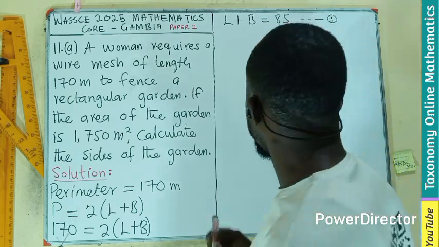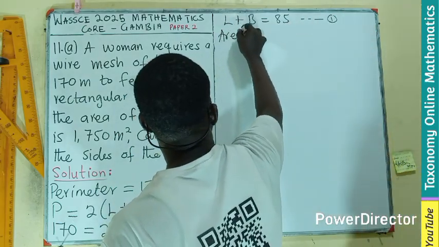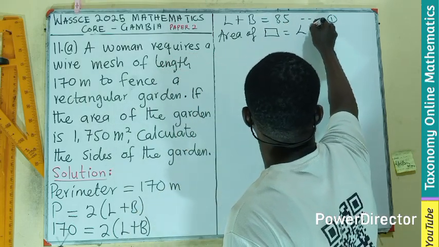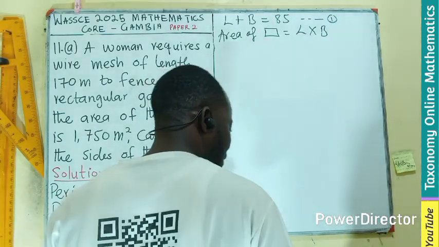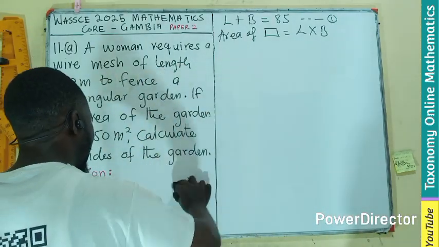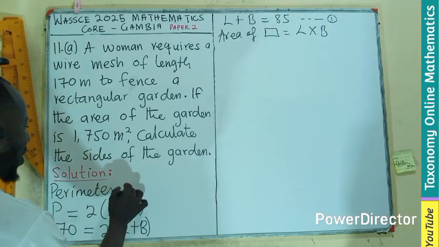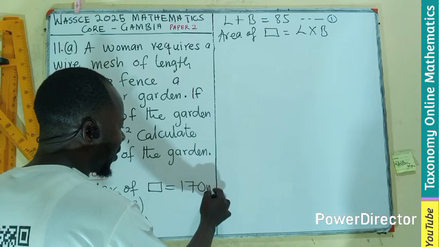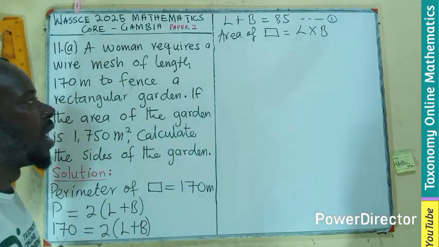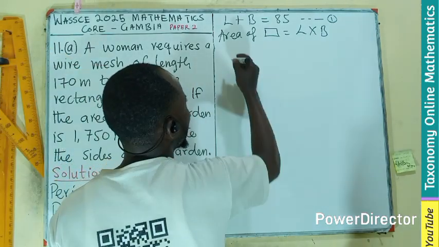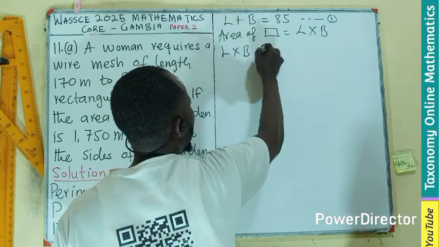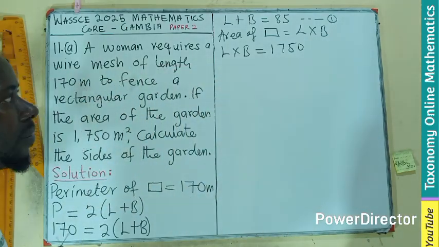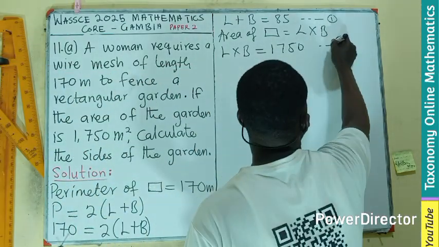So now let's come to area. We know the area of a rectangle is also the length times the breadth. So perimeter of the rectangle equals 170 meters, which translates to what we have here. Now the area is also known. Therefore, the length times the breadth is 1,750 meters. Let's ignore the meters and take this as the second equation.